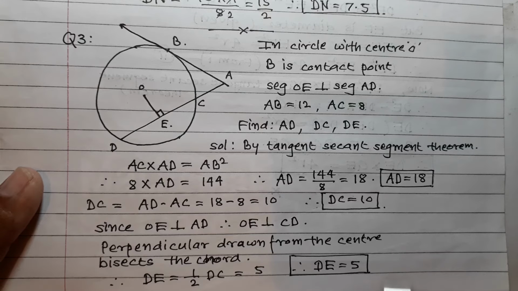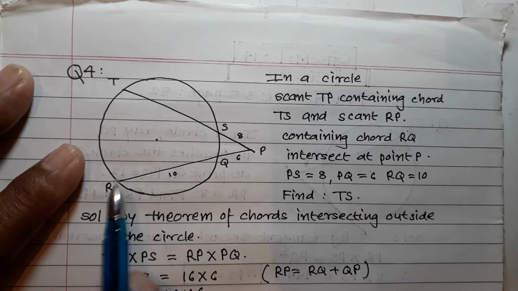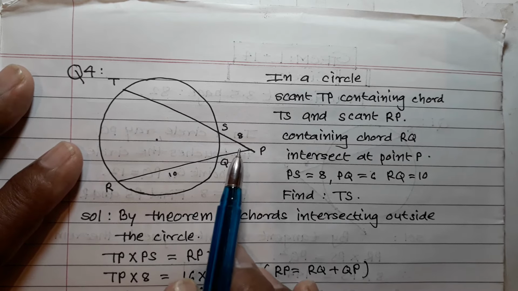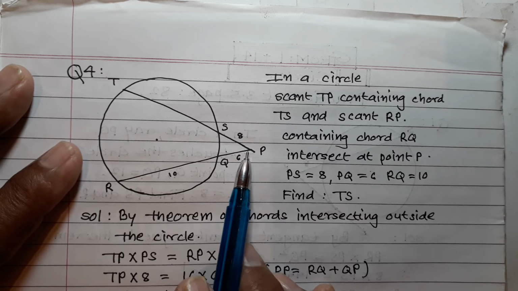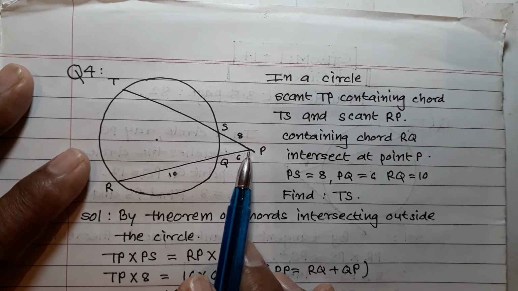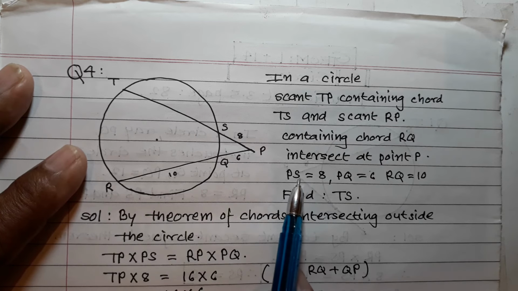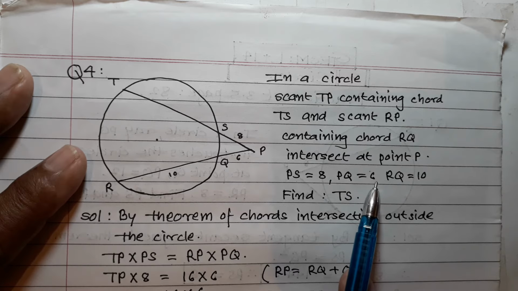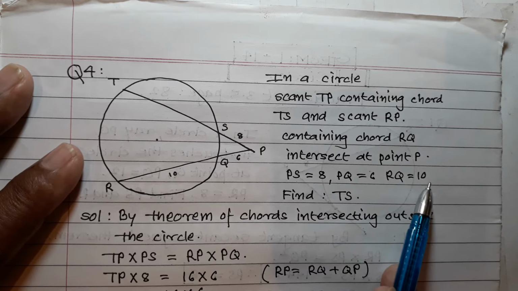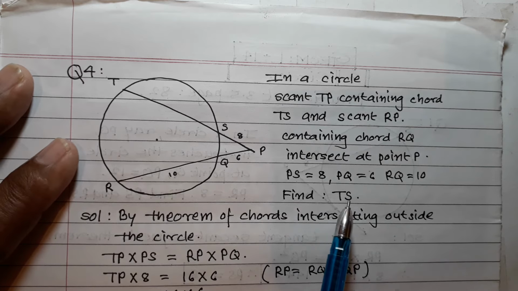Question number 4. In a circle secant TP containing chord TS and secant RP containing chord RQ intersect at point P, which is in the exterior of circle. PS is equal to 8, PQ is equal to 6, RQ is equal to 10. Find TS.